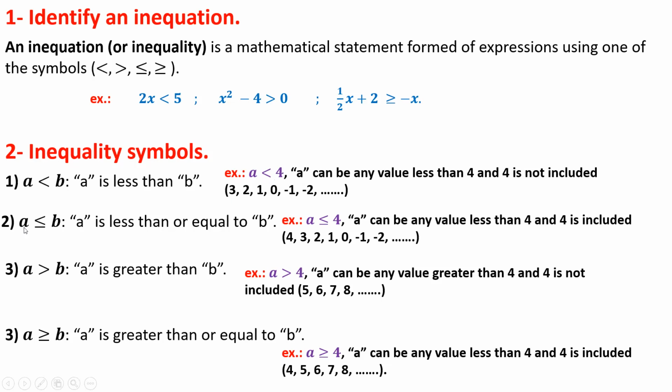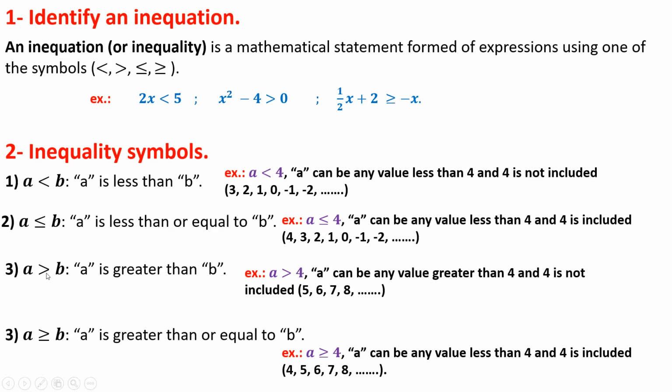Number 2, A less than or equal B. So it can be less than B or equal to B. So A is less than or equal to B. As an example, A less than or equal 4. What does this mean? A can be any value less than 4, and 4 is included. Why? Because we have or equal. So my values of A will be equal or less than 4: 4, 3, 2, 1, 0, minus 1, minus 2, minus 3, etc. Infinite solutions.